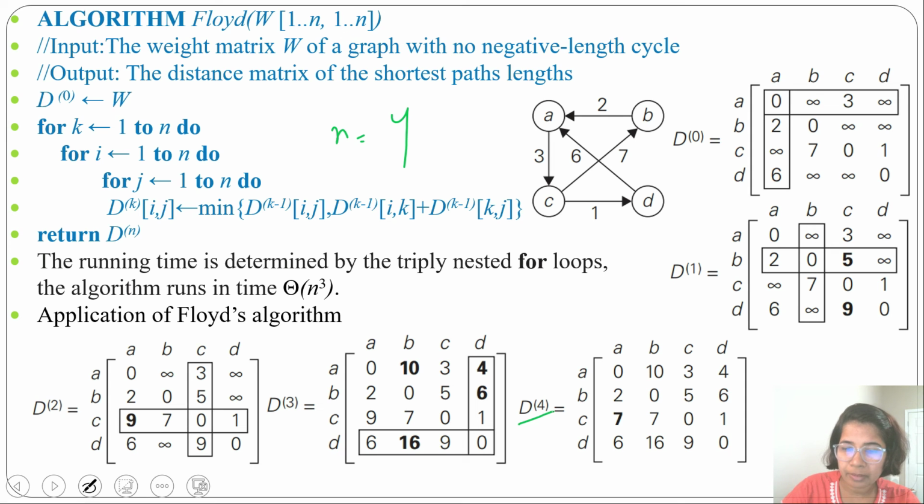We found D4. This D4 is the distance matrix from which we can find the shortest path to each vertex. A to B shortest path cost is 10: A to C, then C to B, 3 plus 7, it's 10. A to C shortest path cost is 3, direct. Then A to D it's 4: A to C, then C to D, so 3 plus 1 is 4. Like this, there is a shortest path from each vertex to all other vertices.